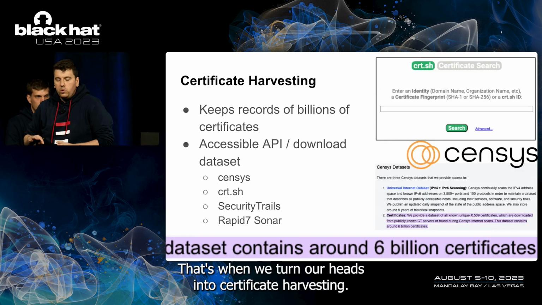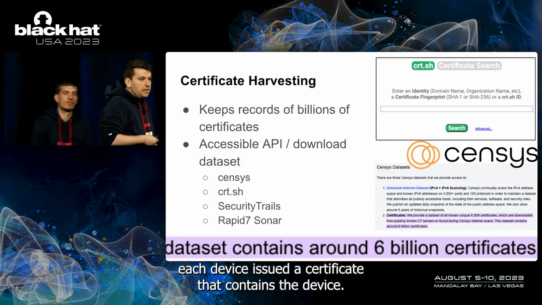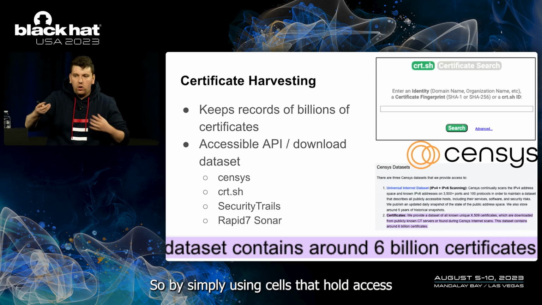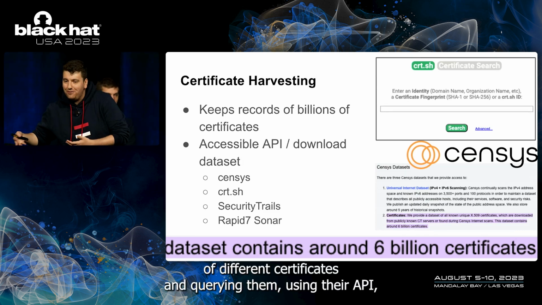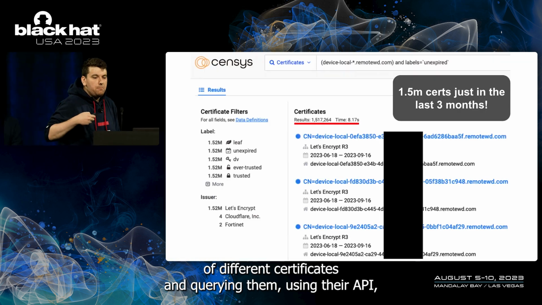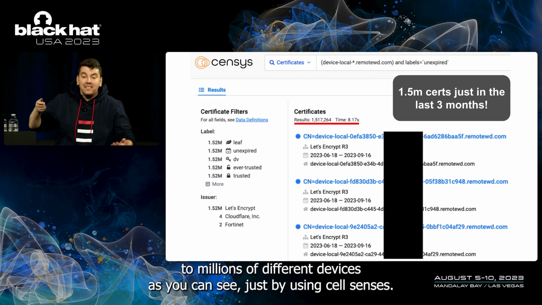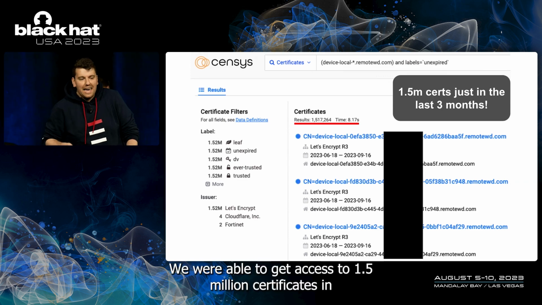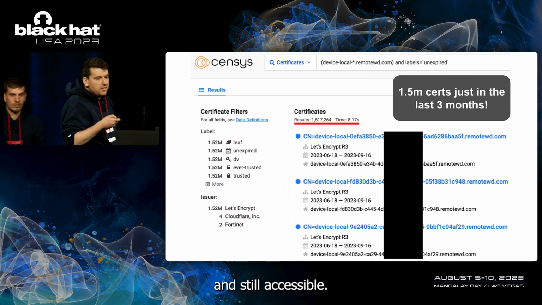That's when we turned to certificate harvesting. Like I've told you before, each device is issued a certificate that contains the device's GUID. So by simply using servers that hold the records of thousands, and in the case of Censys, actually billions of different certificates, and querying them using their API, looking for the Western Digital pattern, we were able to get access to millions of different devices. As you can see, just by using Censys, we were able to get access to 1.5 million certificates in just the last 3 months, meaning they were for sure activated and still accessible.